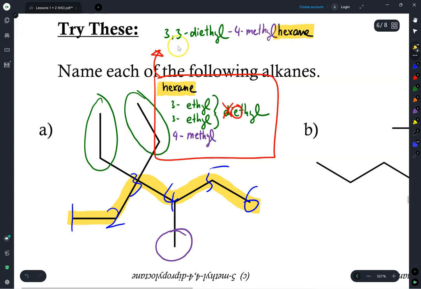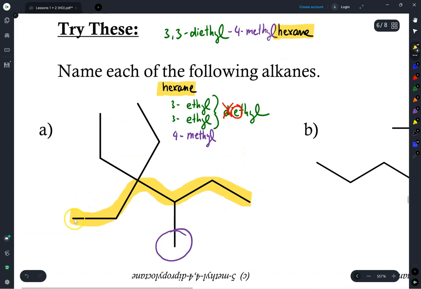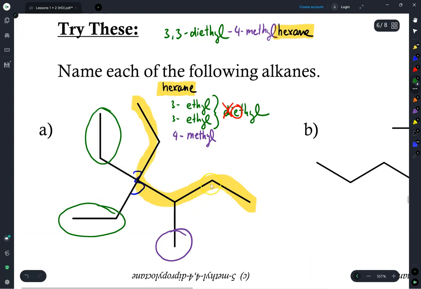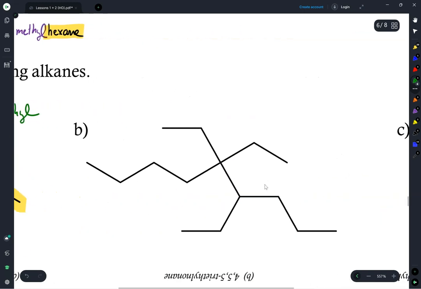So this one is 3,3-diethyl-4-methylhexane. Now, as I mentioned earlier, it doesn't matter if you chose this as your parent chain, because these two are ethyl branches coming out from the number 3 carbon. But if I had chosen this as my parent chain, you still have 2 ethyl branches coming out from the number 3 carbon. And if I had chosen this as my parent chain, I still, again, have 2 of these ethyl branches popping up from the number 3 carbon. So it really didn't matter which one I chose. Alrighty, let's move on to the next one.